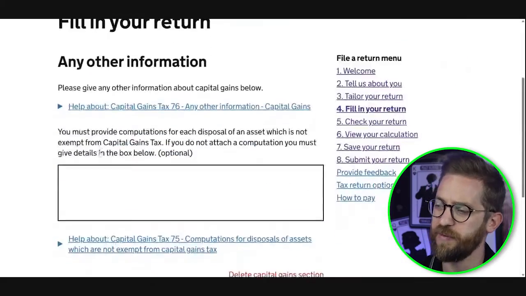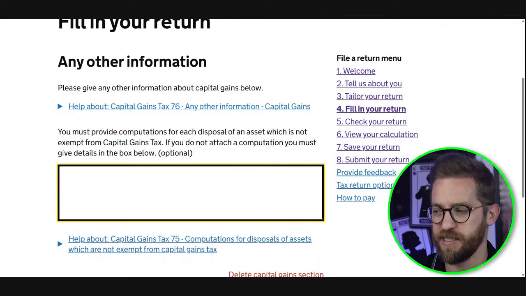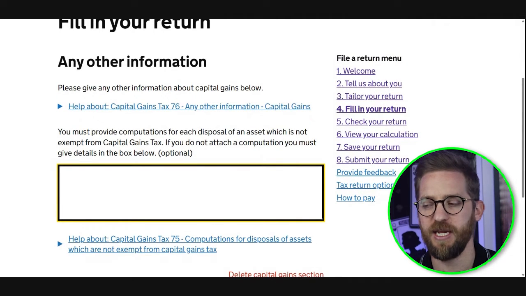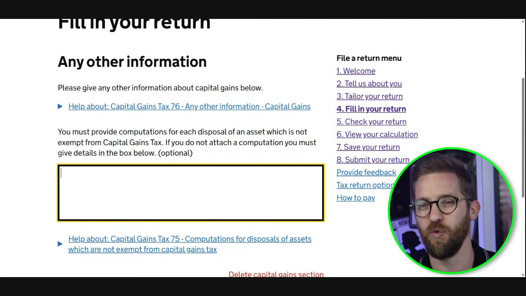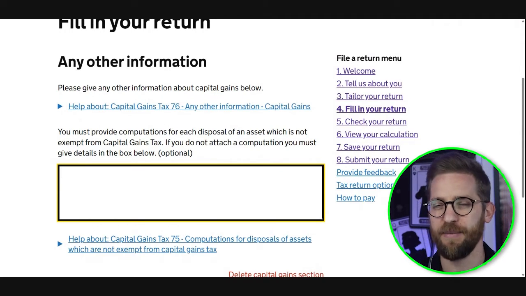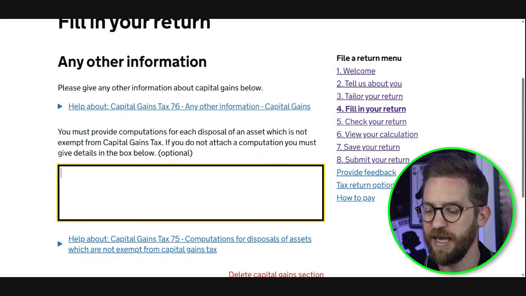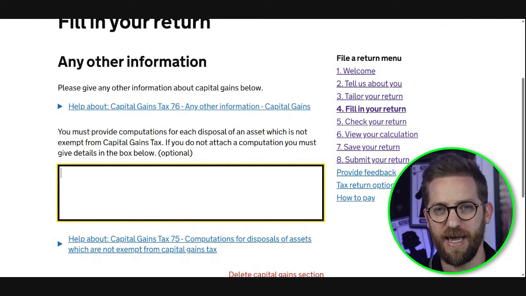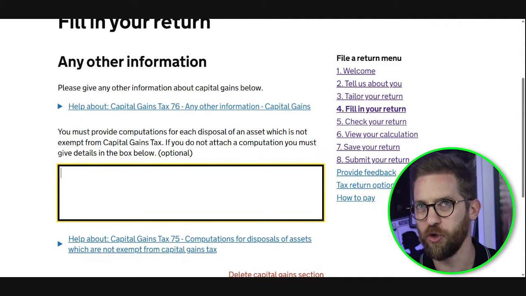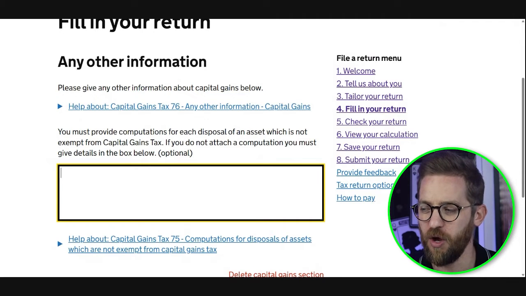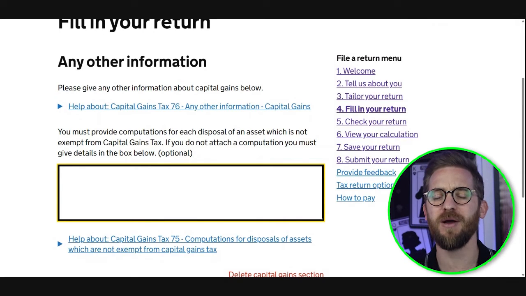And then any other information. So this is known as white space. You can enter any information in here that somebody reviewing your return may find useful, but only information that relates to your capital gains. So if I had income from employment and capital gains, I wouldn't provide any information about the employment in here. It's not going to be the right place for it. You would do that under that section. So only about capital gains and only where it's useful.